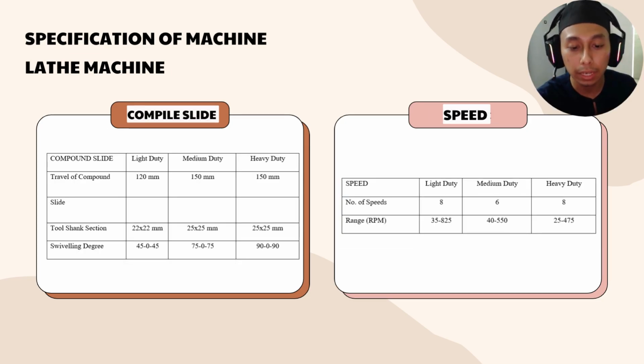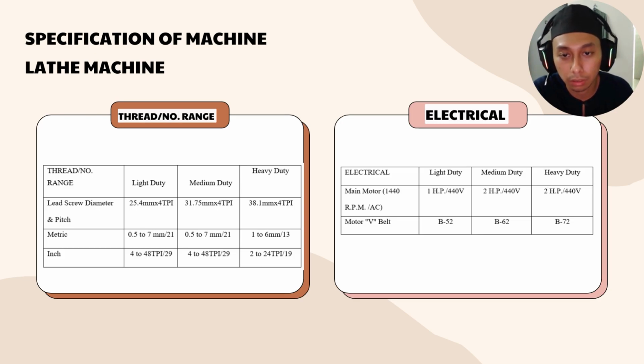The compound slide has a travel of compound slide, tool shank section and swiveling degree. Next, for the speed, we have the number of speeds and range, which is in RPM. Next is the thread or number of range, which is the lead screw diameter and pitch, metric and inch. For the electrical, the main motor is 1440 RPM with V belt.